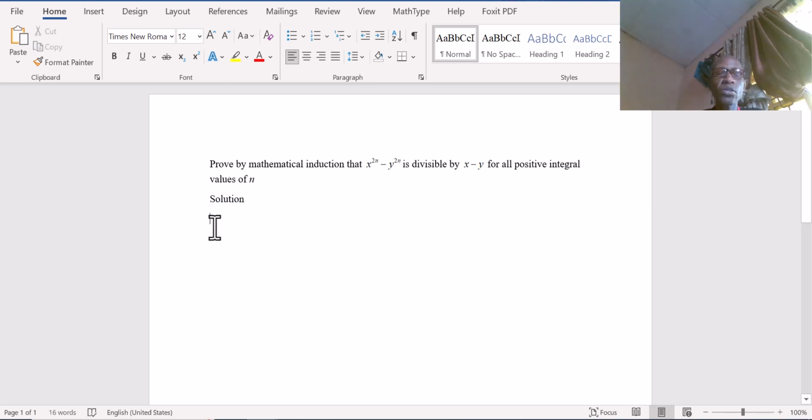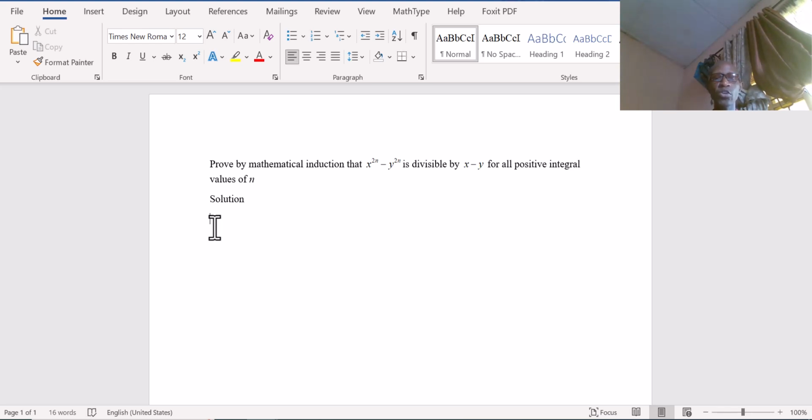So today we'll be looking at this problem, mathematical induction. It says prove by mathematical induction that x raised to the power of 2n minus y raised to the power of 2n is divisible by x minus y for all positive integral values of n. So let's start. I believe that you have some knowledge of mathematical induction.